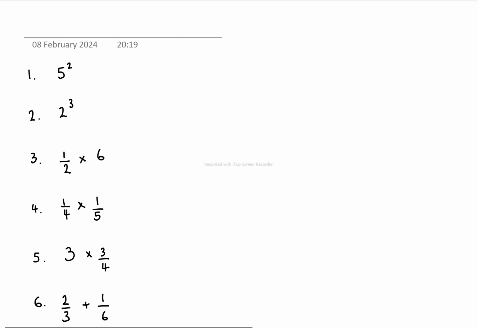Okay, so let's go through those. So 5 squared just means 5 times 5. That little 2 is the index. It tells you how many times to write the 5. And 5 times 5 is 25.